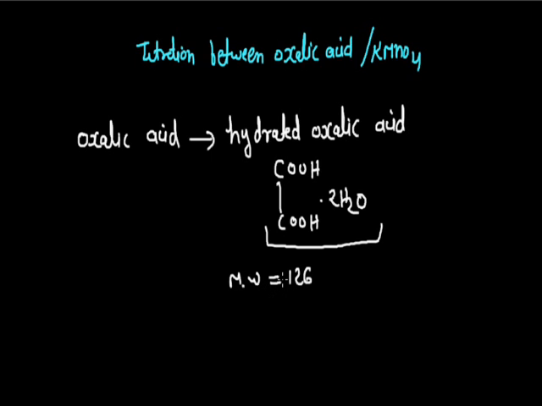So we are using hydrated oxalic acid in place of anhydrous oxalic acid, since its molecular weight is larger as compared to anhydrous oxalic acid. When we take hydrated oxalic acid, the errors are minimized, since with increased molecular weight, the errors in the preparation of solution will be minimum. In this titration, oxalic acid is a reducing agent, not an oxidizing agent.